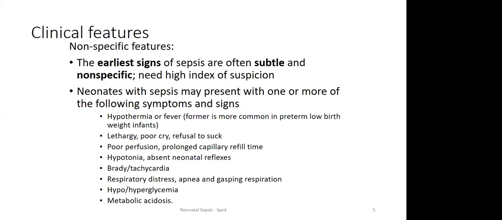Okay, clinical features. So the features are very non-specific. The early signs of sepsis are often subtle and non-specific. The problem is with neonates kan. Neonates are considered an immunocompromised population because they don't have a mature immune system lah. They rely mostly on the vertical transmission of IgG from the mother lah, especially.